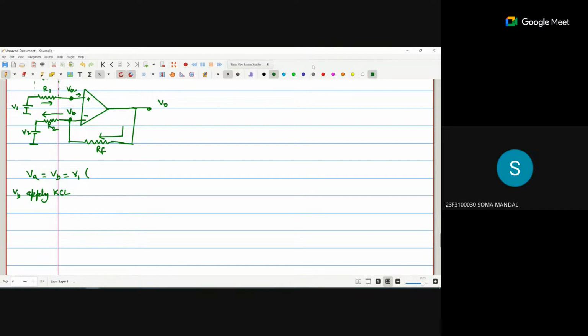Okay. Now at the VB point we apply the KCL. We consider the current coming from V0 to VB as the incoming current for the VB point, and the current from VB to V2 is the outgoing current. So we apply the KCL at the VB point. The incoming current is V0 minus VB by RF, that is equal to the outgoing current. What is the outgoing current? VB minus V2 by R2.